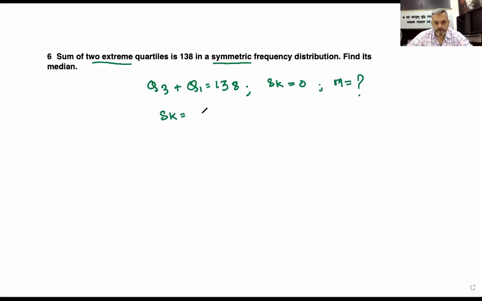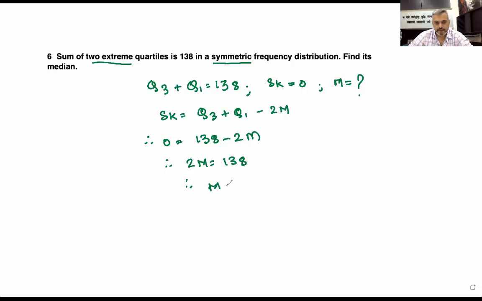So skewness is equal to Q3 plus Q1 minus 2M. Therefore, 0 is equal to 138 minus 2M. We take it to the left hand side. Therefore, 2M is equal to 138. Therefore, M is equal to 69. Hence, M is equal to 69. Median, or you can write median is equal to 69. Question number 7.